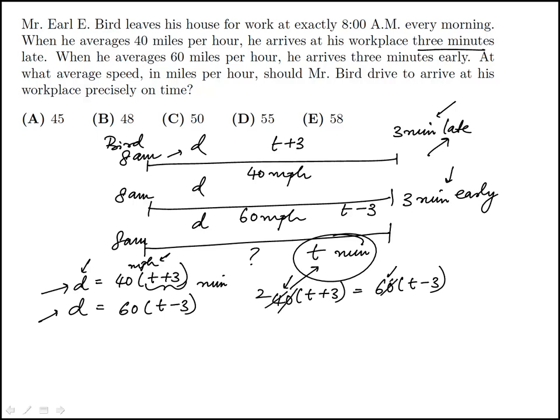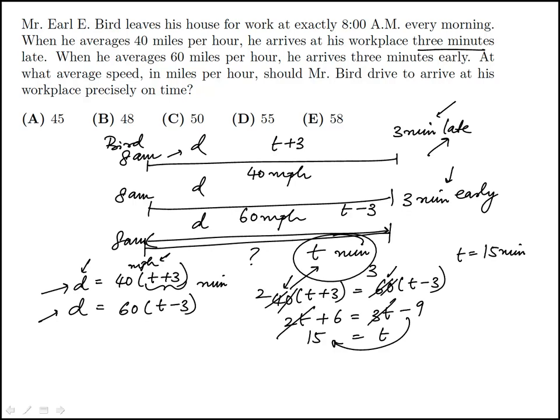Reduce this 2 and 3 and then distribute: 2t plus 6 is equal to 3t minus 9. Subtract 2t, so that's t, and then add 9 to both sides. 9 moves over here. t is 15 minutes. So he needs to arrive here in 15 minutes.